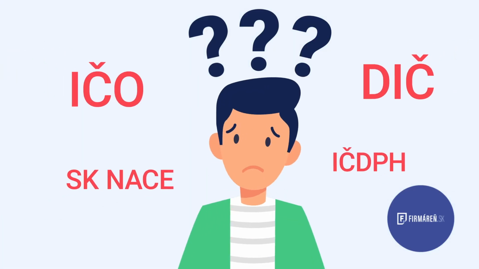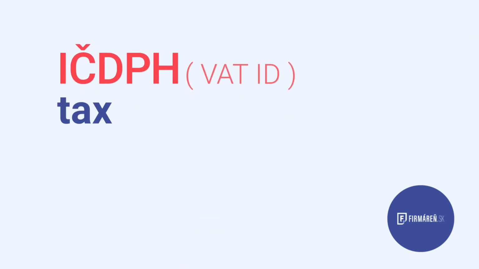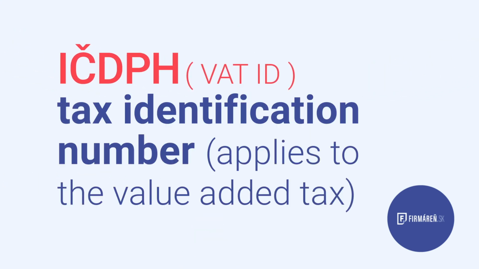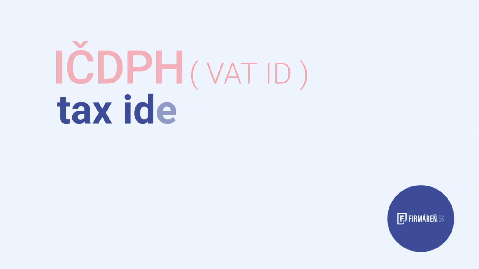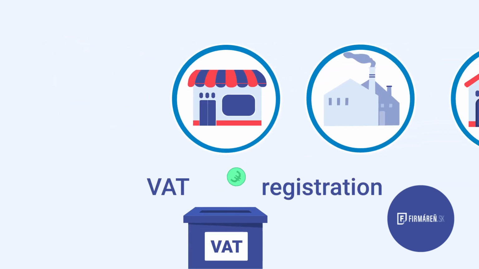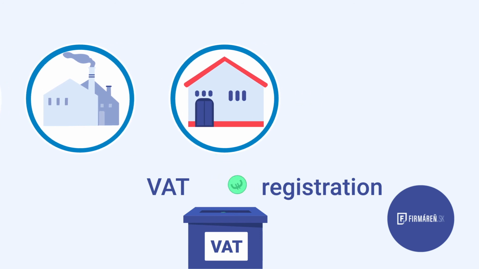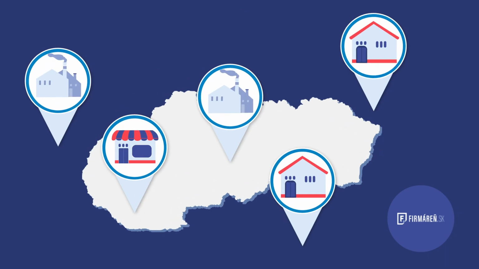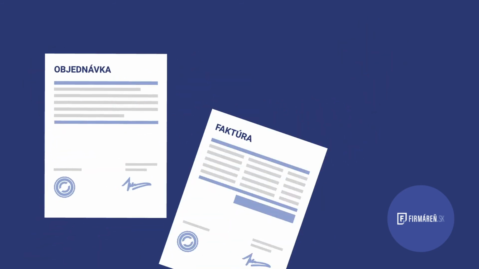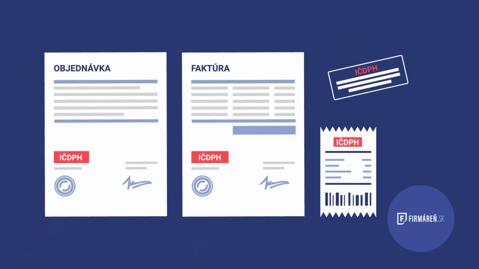Apart from the tax ID, or DIC, we also have VAT ID, or ICDPH. It's also a tax identification number, but applies to a different tax, the value-added tax. Only those entrepreneurs who have applied for the VAT registration themselves, either voluntarily or compulsorily, have a VAT ID number. This number is not assigned automatically. Based on the VAT ID, entrepreneurs can verify if their business partner is a registered VAT payer, and that's why they have to indicate it on all documents, both for accounting and tax.